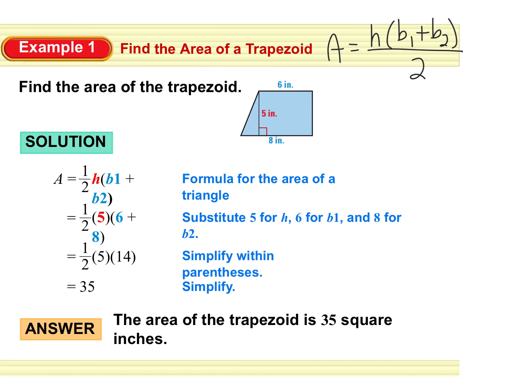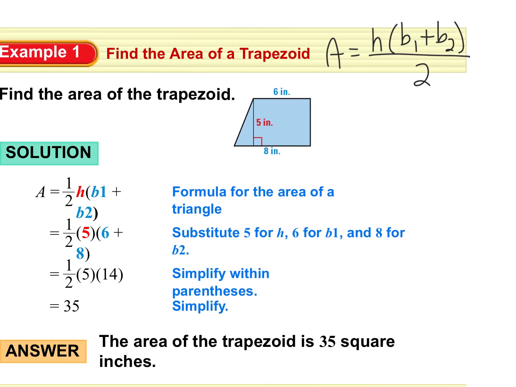On a trapezoid, how do you know which ones are the bases? Talked about it last chapter. How do you know which ones are the bases? How many bases are there? 2. How do you know which ones they are? They're on top of each other, right? What else do you know about them?